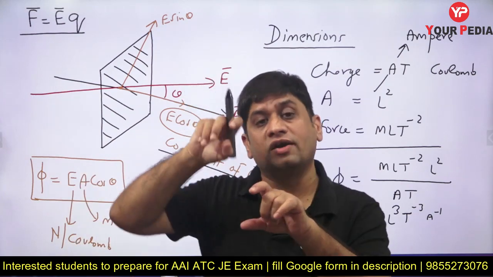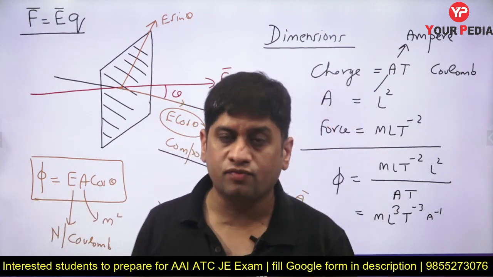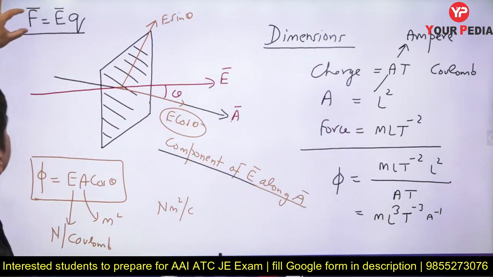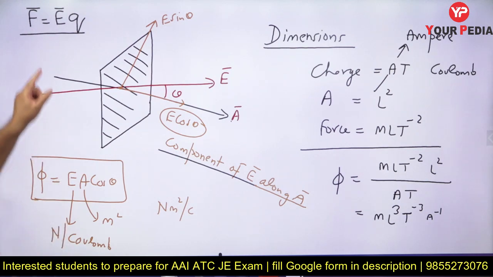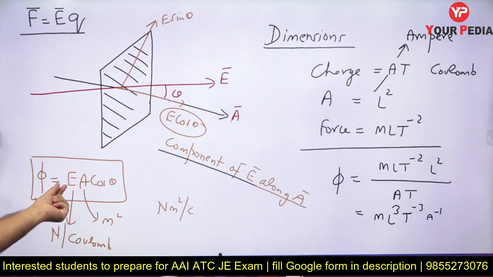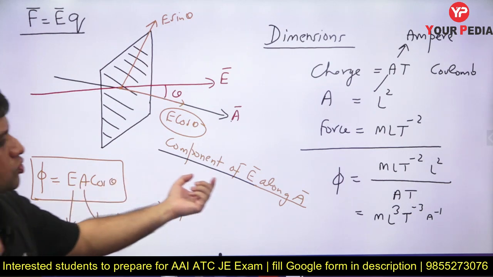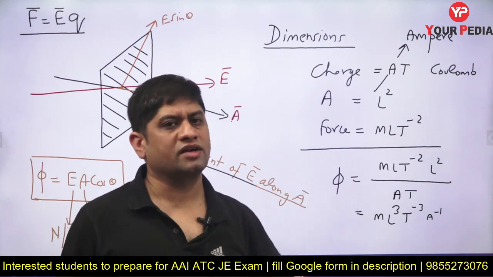Now if the electric field is E, then E into charge is electric force. So that means electric field is electric force per unit charge, which is written as Newton per Coulomb. Newton is the unit of force and Coulomb is the unit of charge. So electric field is nothing but Newton per Coulomb. Now you have the dimension of E, Newton per Coulomb, and you have the dimension of area. If you put all these values, then you get the dimension of electric flux also.